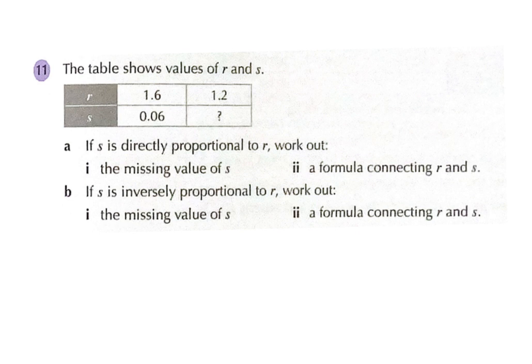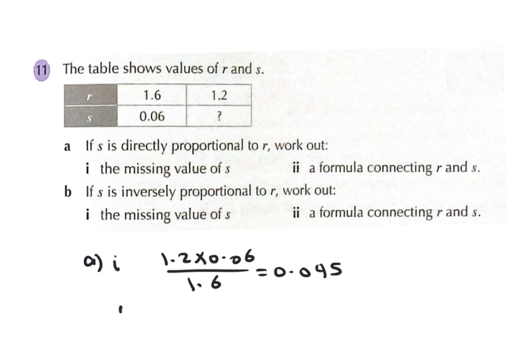For number 11, the table shows the values of R and S. If S is directly proportional to R, work out the missing value of S. If this is directly proportional, to find the missing value, use the cross multiply method. So multiply 1.2 by 0.06, then divide by 1.6. 1.2 times 0.06 divide 1.6 equals 0.045.